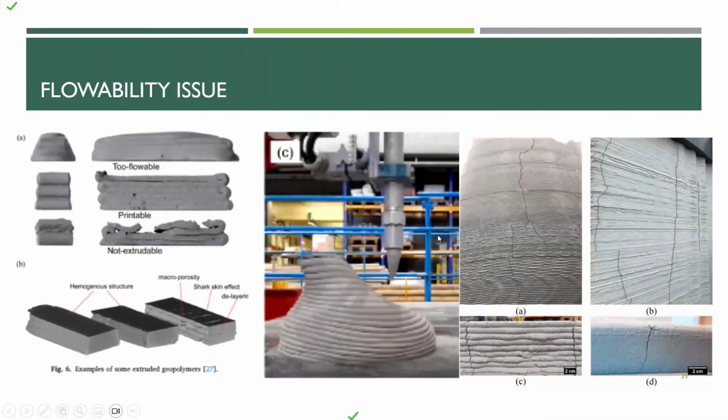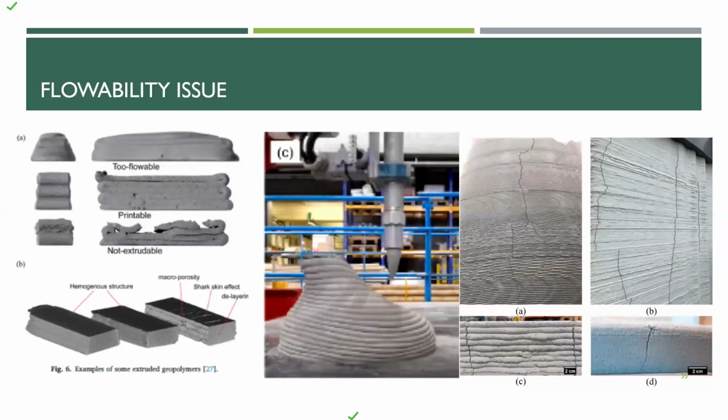The other associated problems are buildability and shrinkage. In 3D concrete printing, buildability is a big problem. In this case, it is too flowable, so it is not printable. In this case, it is too hard, so it is not printable. But sometimes it is good and printable, but after certain layers, the bottom layers are not hard enough to resist the weight of the top layers.